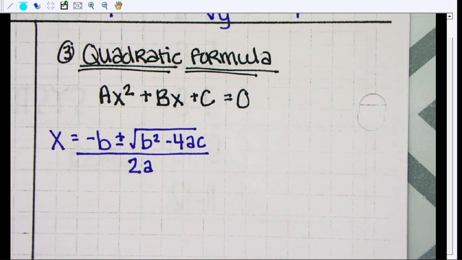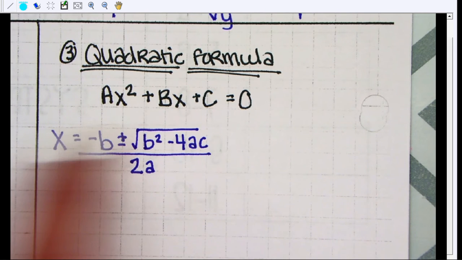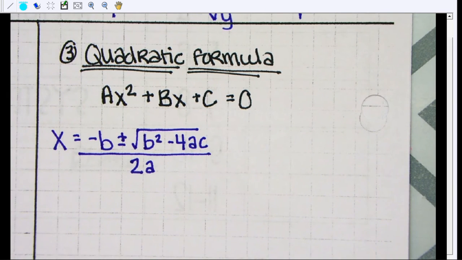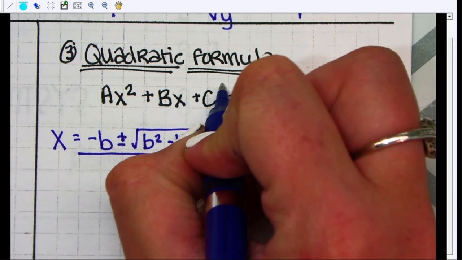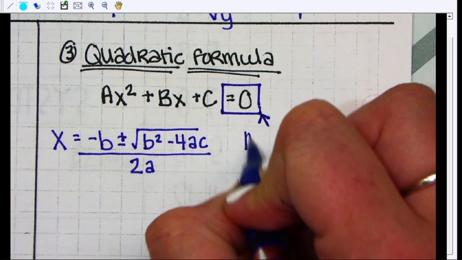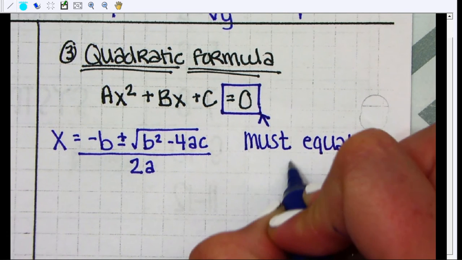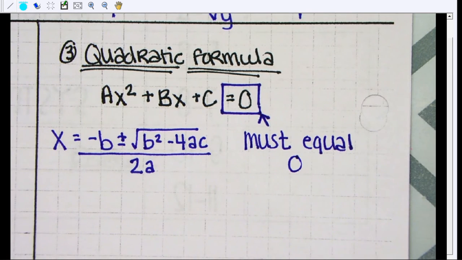Whenever you use the quadratic formula, the trinomial that you're using must equal 0. So if it does not equal 0 and you have to solve for x, you have to isolate everything to one side, keeping the ax squared positive. Okay? So when you're substituting, make sure to pay attention to the signs. Make sure that it equals 0. So it must equal 0. If it doesn't equal 0, you can't start using it.